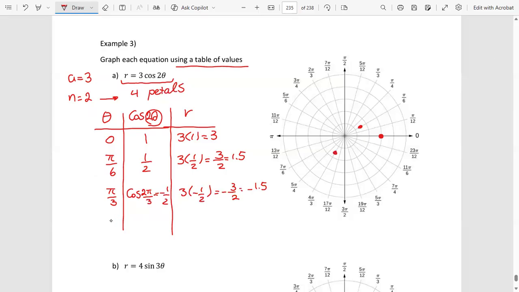If I replace theta with pi over 2, the cosine of 2 pi over 2, because 2 theta means 2 pi over 2, which is the cosine of pi, and it's negative 1. And 3 times negative 1 is negative 3. So for pi over 2, we have negative 3, which is over here.